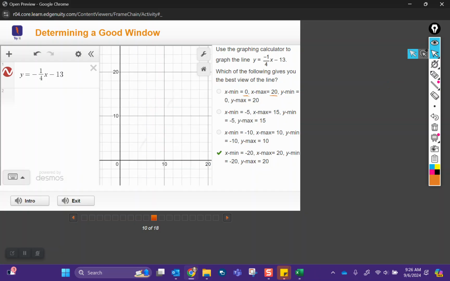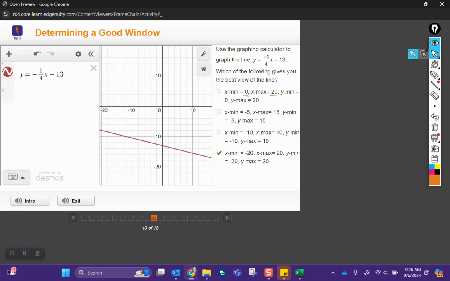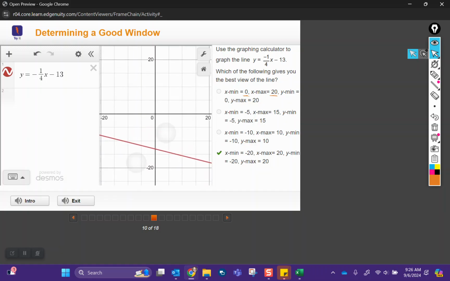So the correct answer was negative 20 to 20. So there's negative 20 to 20, and then also negative 20 to 20. And this really goes a little bit higher. These go by 5s, 5, 10, 15, yeah. Because the window is taller than it is wide, you can't actually zoom out to negative 20 to 20, because then you'll lose your left and rights and your x-axis. So there you go. There's a good view of the graph. That's really all this is having you do.